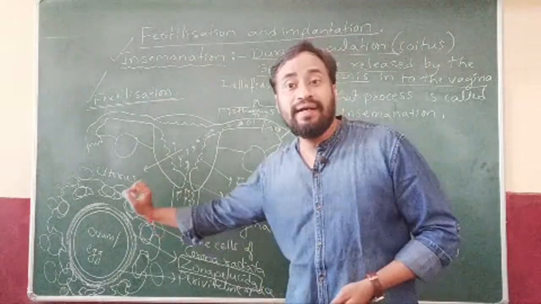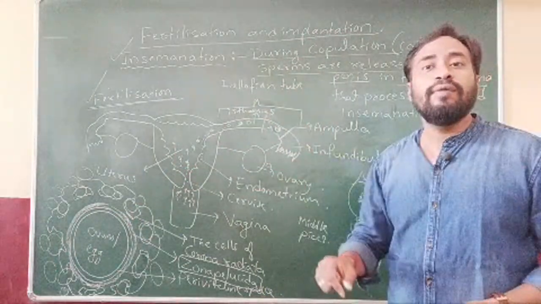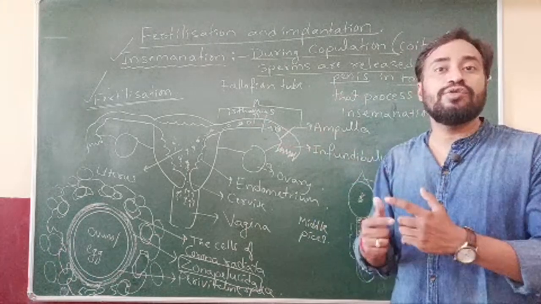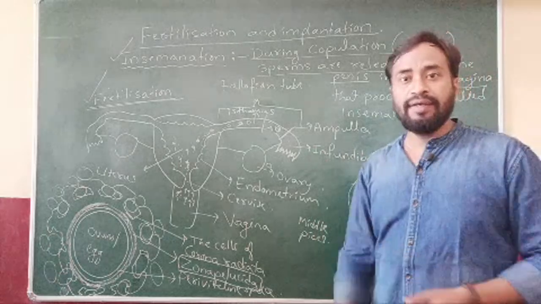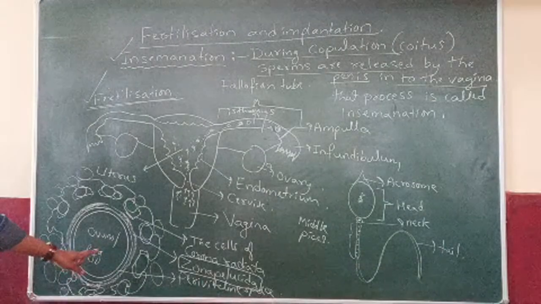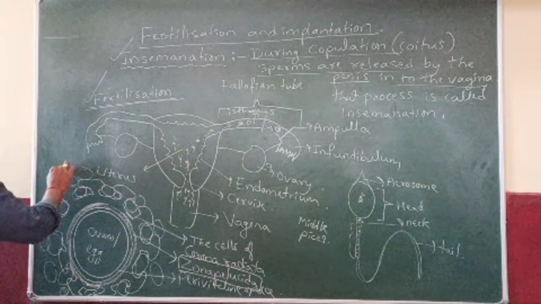When sperm enters the ovum, it gives its centriole to the ovum. By using that centriole, it completes its meiosis II, and then it gets fertilized. Okay, yes sir. Now let's see what happens to the sperm when it reaches the ovum.